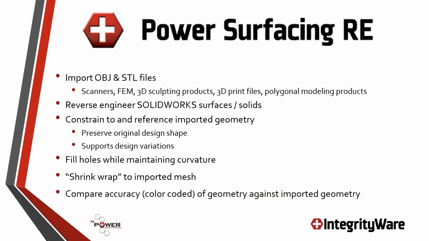Also, we can constrain to and reference the imported geometry, the scan meshes or the SolidWorks surfaces and solids, and therefore we can preserve the original design shape and we can support variations of that shape. So you can put handles on things, you can put a scoop on a car or a fin on the back of it, or things like that. Or you can change the size and shape of the object after you've turned it into a Power Surfacing object.